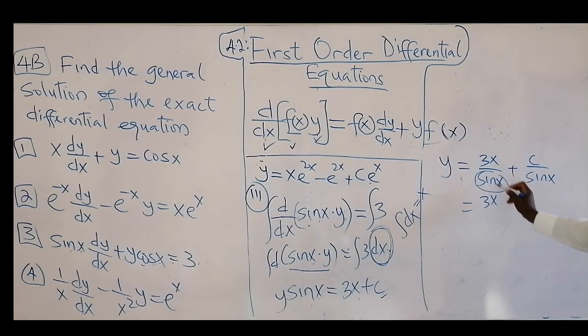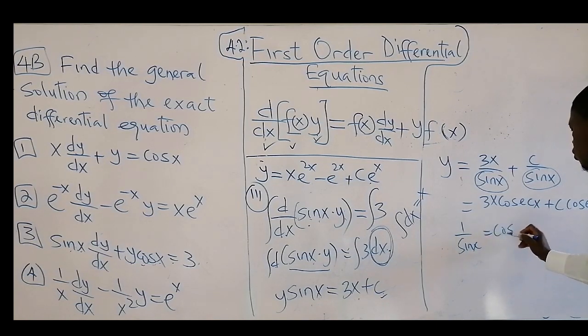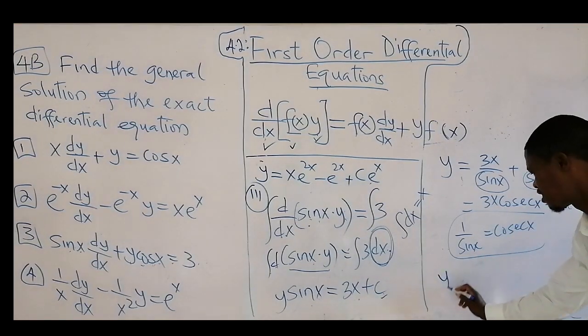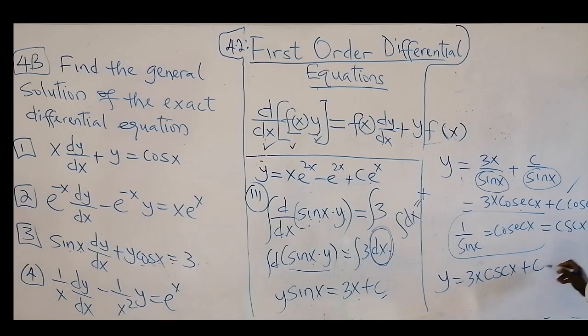1 over sine, that will be what? Cosec of the function, and then plus c cosec x. 1 over sine is cosec x. And that's the answer for the third. You can also express your final answer as 3x cosec x plus c cosec x. The shortened form is CSC: cosec is written as CSC of the function, then plus c times CSC of the function.